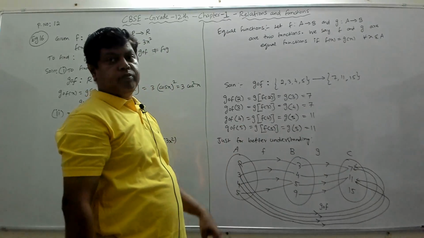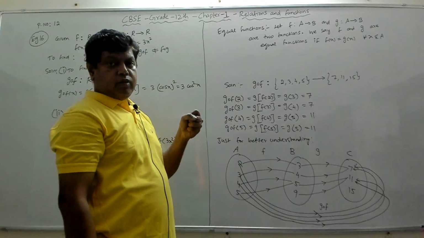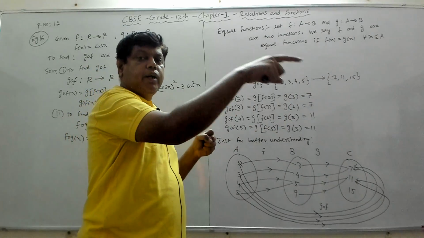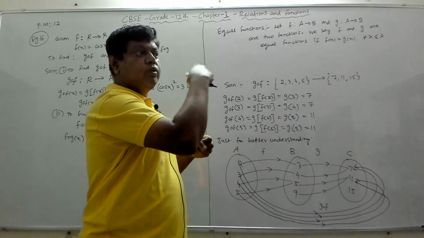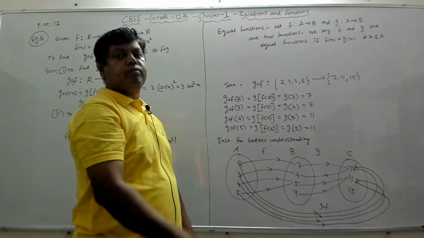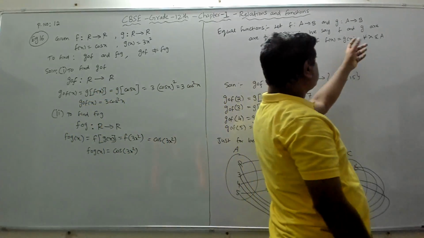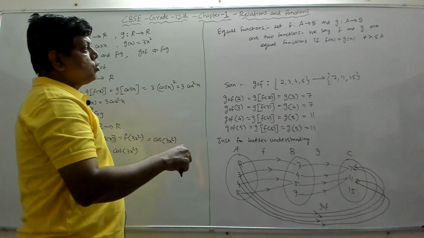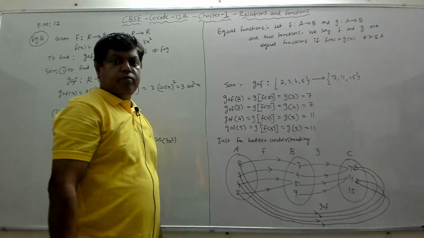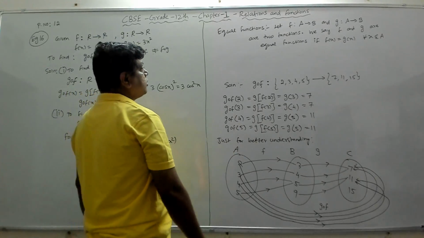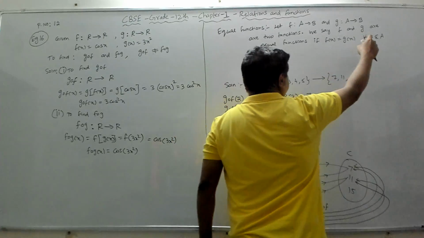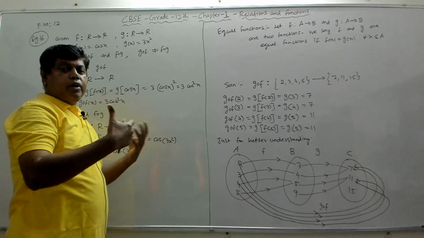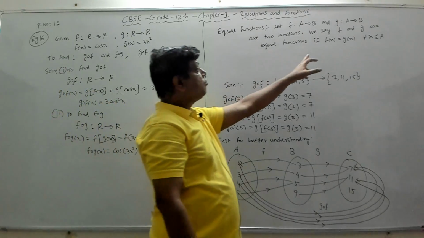So whenever we take any x from the domain, if f is taking that element to some y, then g also should take it to y. If x is going to z, g also should take it to z. So f of x should be equal to g of x. The image under f should be the same as the image under g. Right? So if this is true for every x, then we say that the two functions are equal.